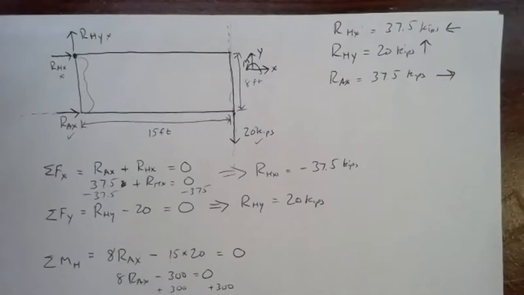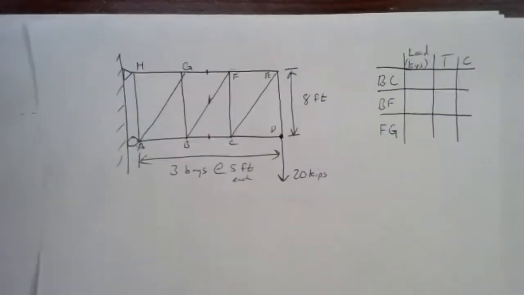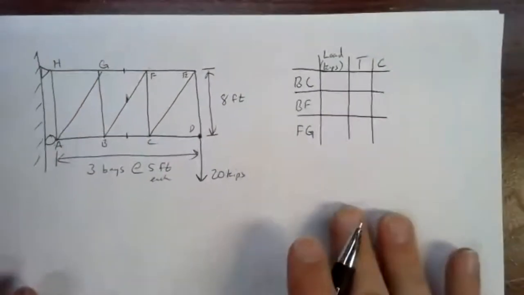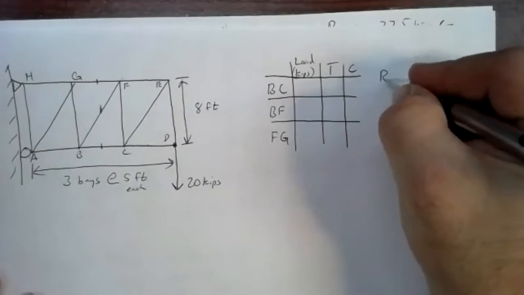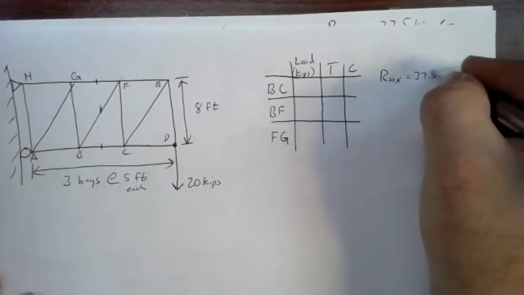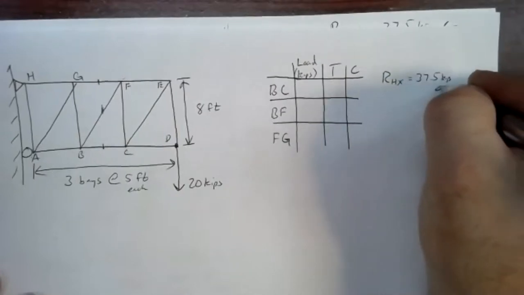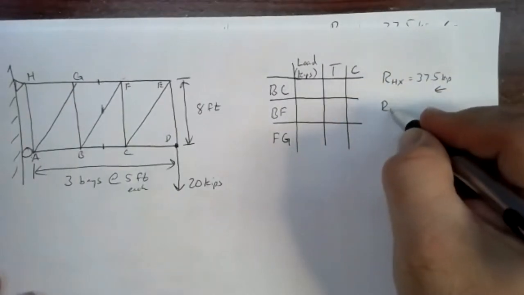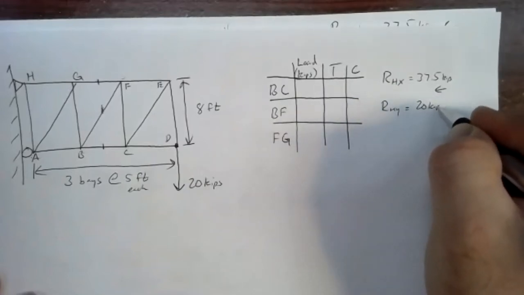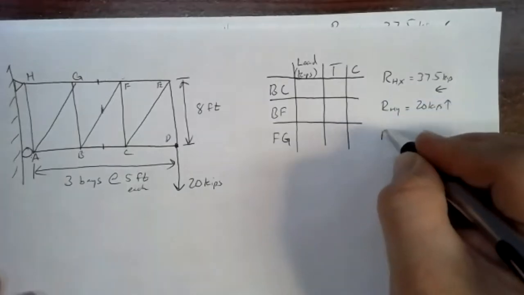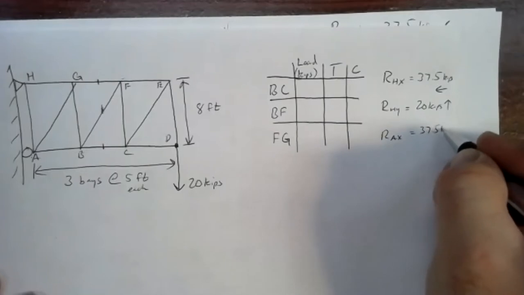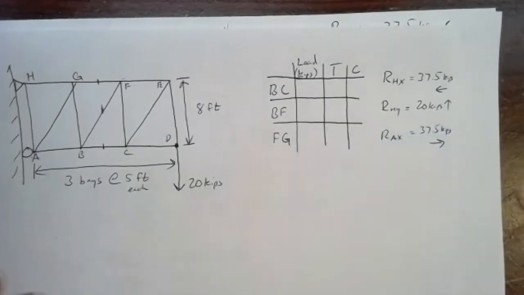All right, so let's jump back to the original problem here. Now we can copy in that information that we had from the external problem. We have RHX is 37.5 kips to the left. RHY was 20 kips up. And RAX was 37.5 kips to the right.